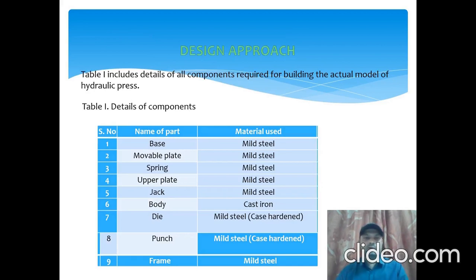The table includes details of all components required for building the actual model of the hydraulic press. The details of the components are given in the below table. Base is made up of mild steel, movable plate, mild steel. Spring is also made up of mild steel. Upper plate is also made up of mild steel. Jack, mild steel. Body, cast iron. Die, mild steel. Punch, mild steel. And the frame of the machine is of mild steel.